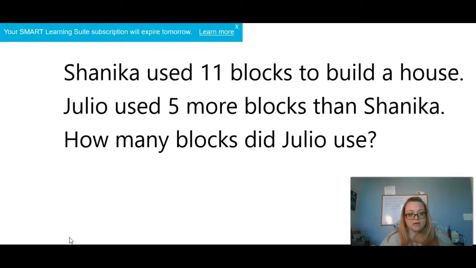So Shanika used 11 blocks to build a house. Julio used 5 more blocks. Does that mean that Julio's number is going to go up from 11 or down from 11? If you said up, I agree. Kiss your brain. Shanika used 11, but Julio used 5 more than she did. So in our important information, go ahead and write what you have.